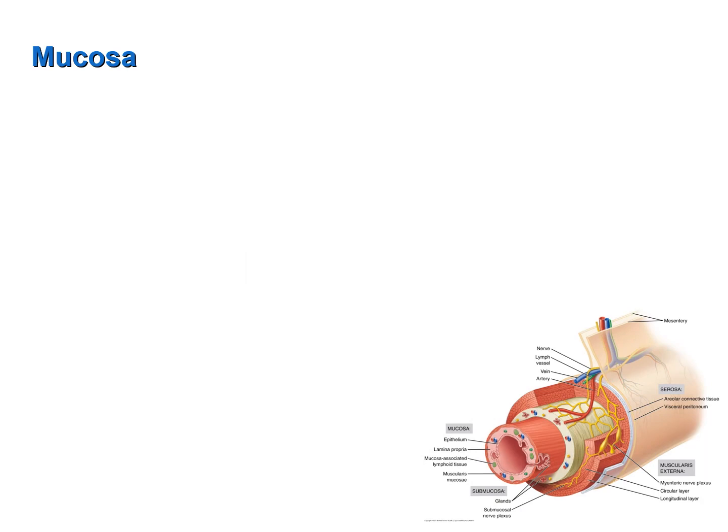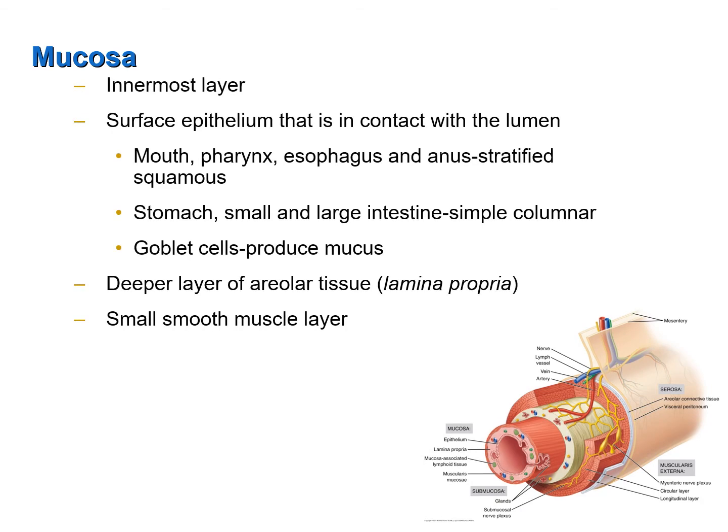First, let's talk about the mucosa. So the mucosa is the innermost layer of the GI tract. It is an epithelial membrane, meaning that it consists of a layer of surface epithelium supported by a deeper layer of connective tissue, areolar tissue specifically known as the lamina propria. The surface epithelia are in contact with the lumen.